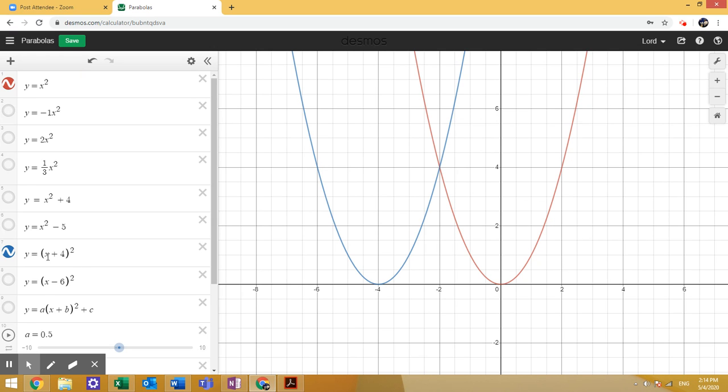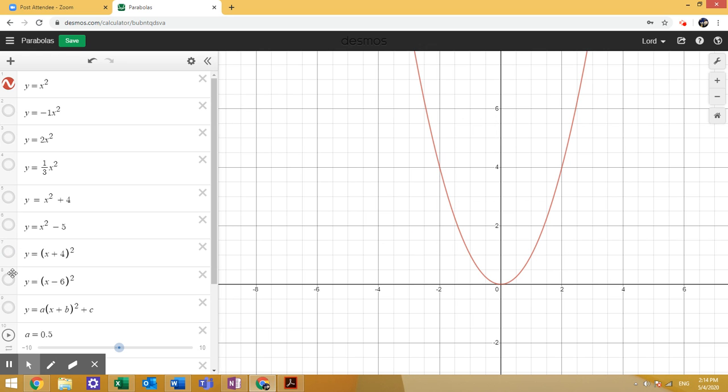This is because if I put -4 here, -4 plus 4 makes 0. It moves it sideways 4 places. My blue graph is a parabola, and the bottom of my graph is at x equals -4, y equals 0.